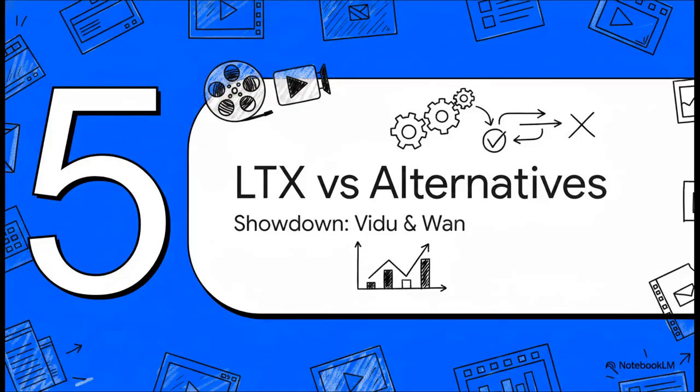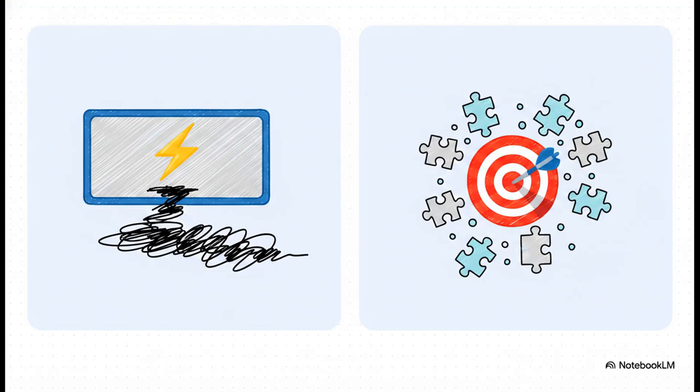Finally, Section 5, LTX versus alternatives, the ultimate showdown with models like Vidu and Wan. Let's be brutally honest for a second. LTX is absolutely fantastic for having everything packaged in one clean dashboard, but it can occasionally struggle to strictly follow really long, complex text prompts. On the flip side, an alternative model like Wan handles complex multi-character motion beautifully and sticks to prompts like glue, but using it often requires incredibly frustrating, fragmented setups for every single task.